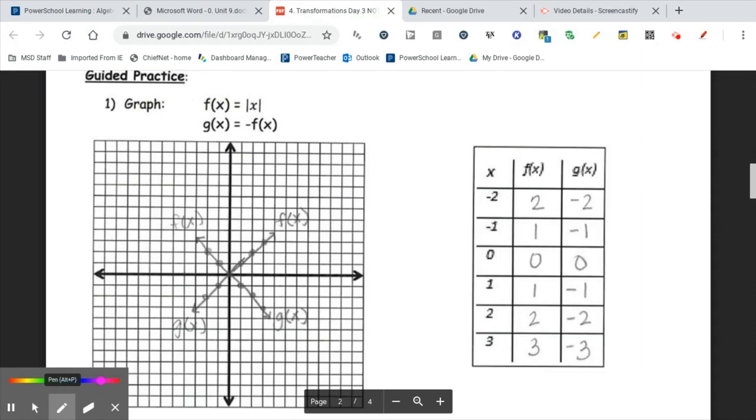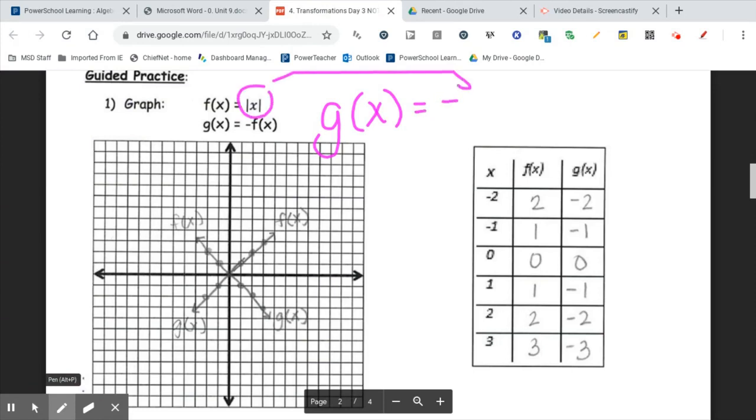So we know that f of x here is the absolute value of x, and that g of x is the negative of whatever f of x is. So it's negative absolute value of x. So this one is negative absolute value of x, and this is absolute value of x. So after you graph both of them, you get this kind of transformation on your graph. And you see that the first one is flipped over and becomes this second absolute value function.